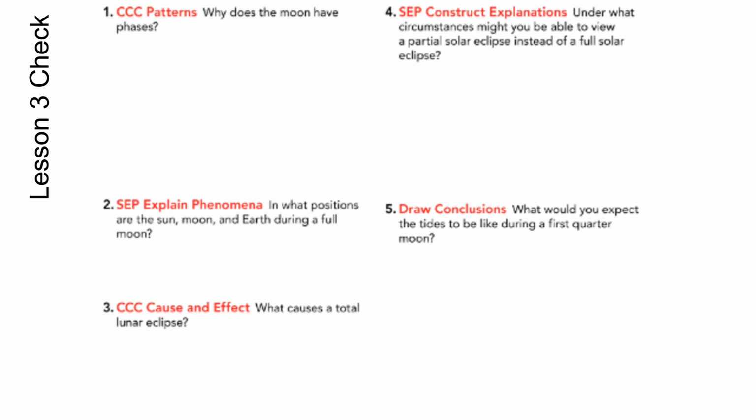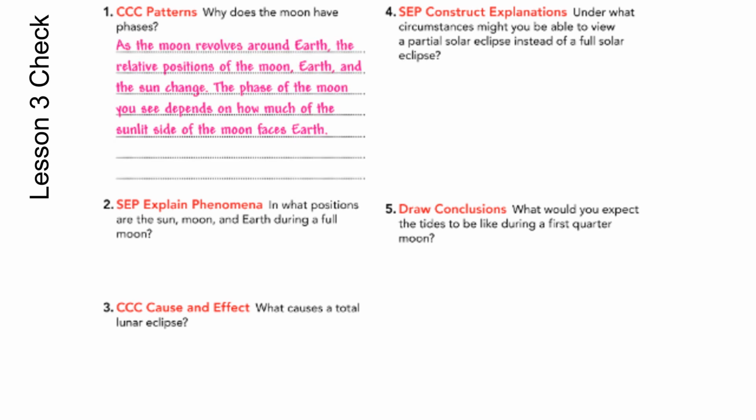So now it's time for our lesson 3 check. So 1, why does the moon have phases? As the moon revolves around Earth, the relative positions of the moon, Earth, and the sun change. The phase of the moon, you see, depends on how much of the sunlit side of the moon faces Earth. 2, in what positions are the sun, moon, and Earth during a full moon? So during a full moon, Earth is between the sun and the moon.